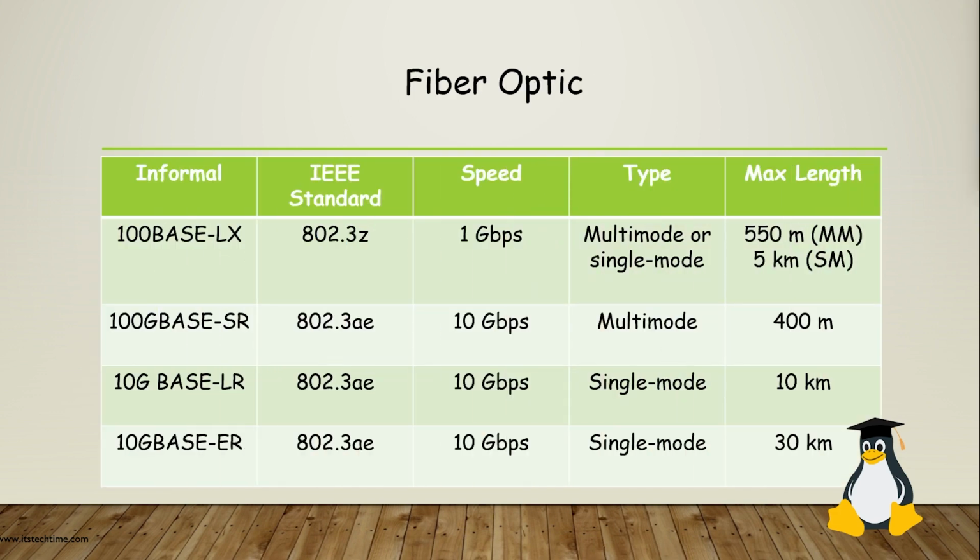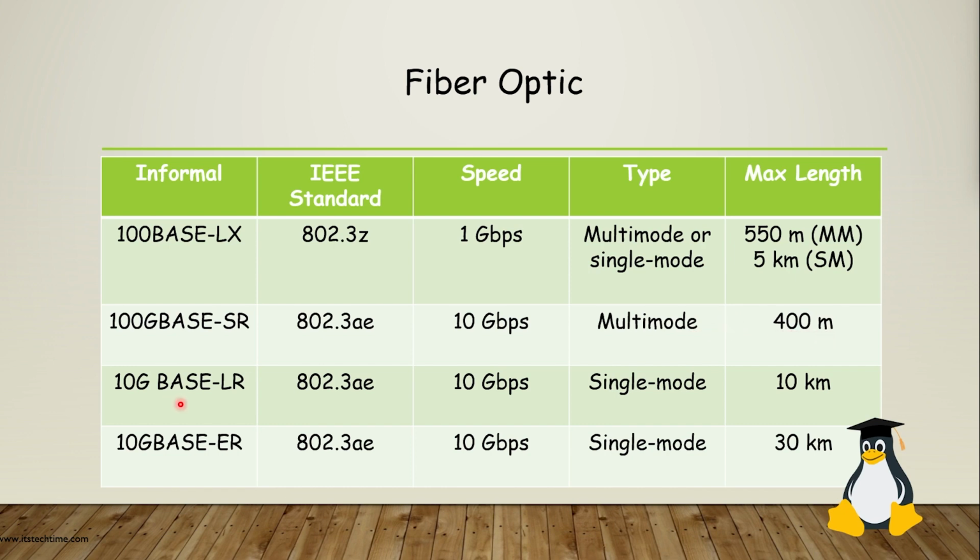Now here are a couple of the fiber optic standards out there. You have the 1000BASE-LX, which is the IEEE standard 802.3z, which is capable of 1 gigabit per second, and it can be multi-mode or single mode, and the max length is 5 kilometers or 550 meters. You have the 10GBASE-SR, which is the IEEE standard 802.3ae, which carries a speed of 10 gigabits per second. It's multi-mode and can cover a 400 meter distance.